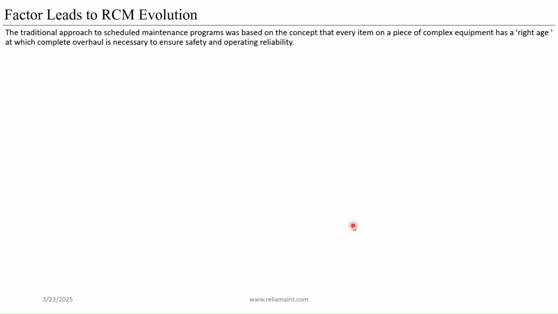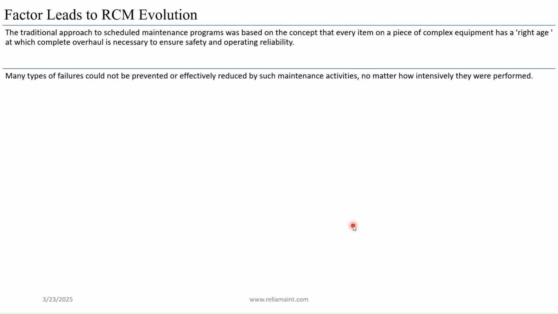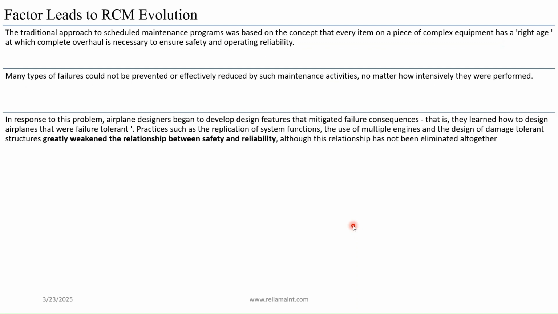Factors leading to RCM evolution. The traditional approach to scheduled maintenance programs was based on the concept that every item on a piece of complex equipment has a right age, at which complete overhaul is necessary to ensure safety and operating reliability. Many types of failures could not be prevented or effectively reduced by such maintenance activities. No matter how intensively they were performed, there was still a question concerning the relationship of preventive maintenance to reliability.